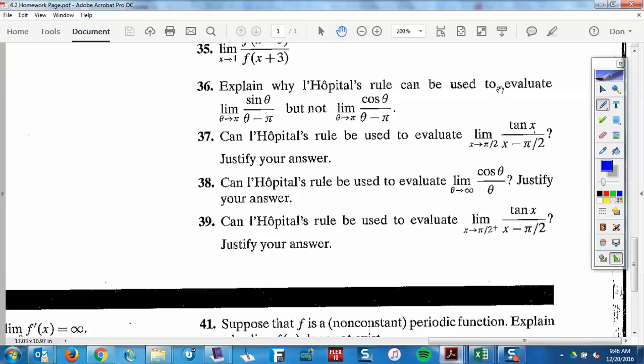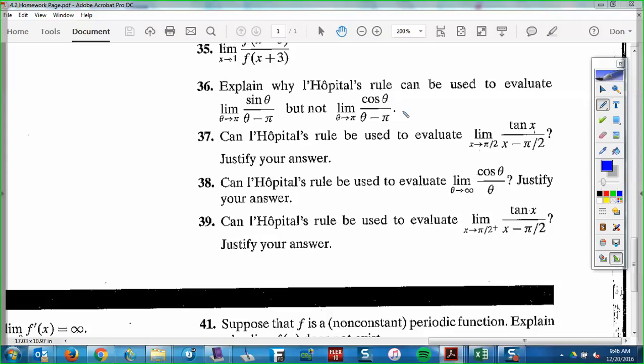Explain why L'Hopital's rule can be used to evaluate this, but not this, okay? So if I plug a pi into this, what's sine of pi? 0 over 0. So L'Hopital's rule can be used. If I plug a pi into this one, what's cosine of pi? 1. That's why. L'Hopital's rule is only used for situations where you get 0 over 0 or infinity over infinity.